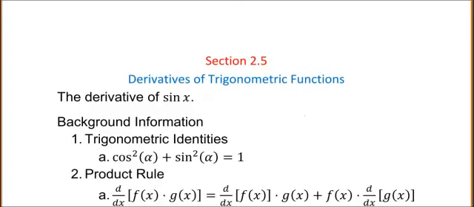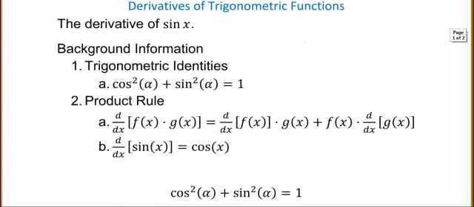There's a connection between the derivative formulas for sine and cosine that I'd like to point out to you. To do this, let's look at a couple of pieces of background information. Remember, and I always call this the most famous of all trig identities, that the cosine squared of alpha plus the sine squared of alpha is equal to 1.